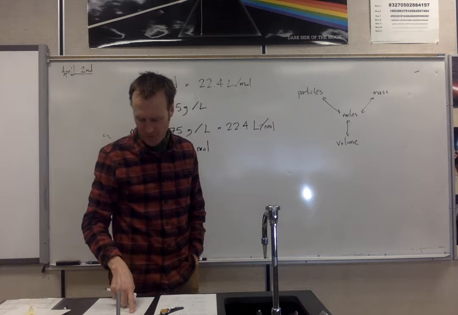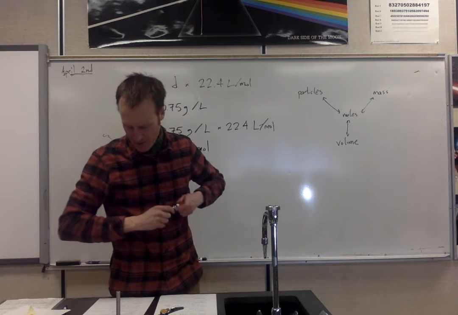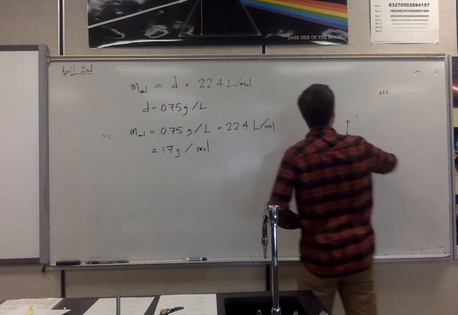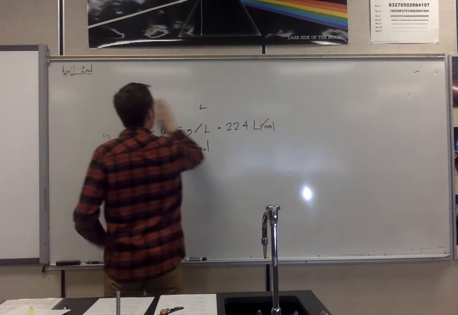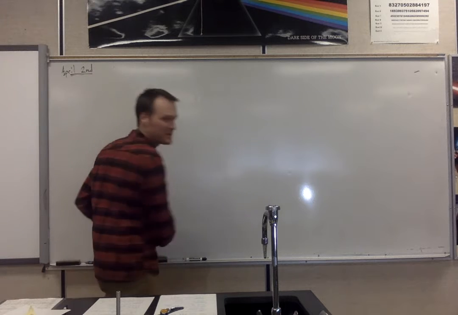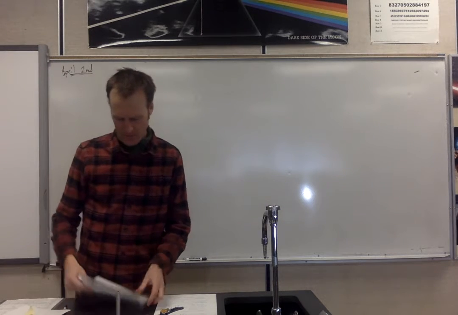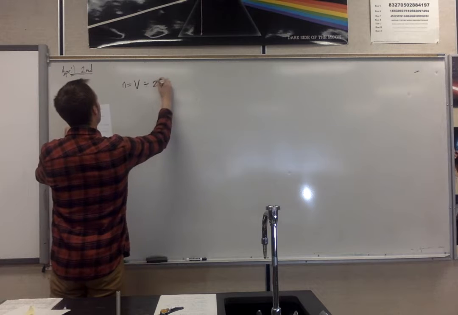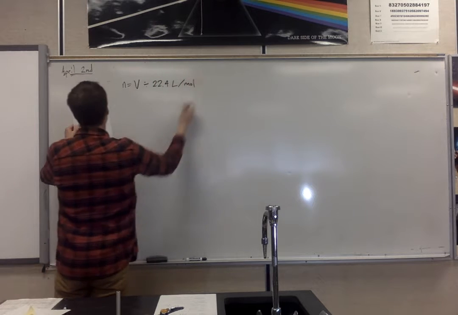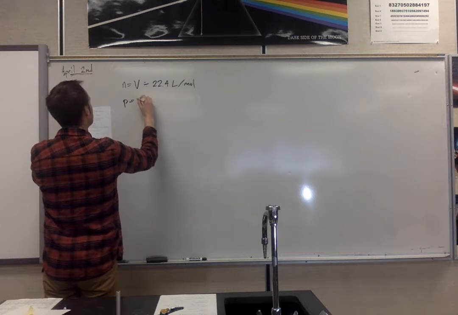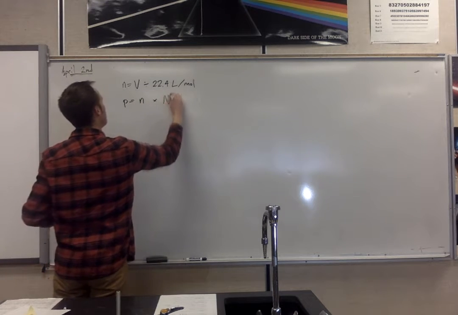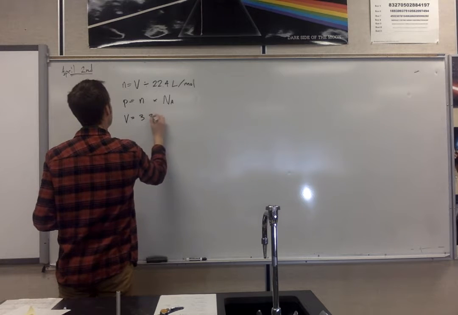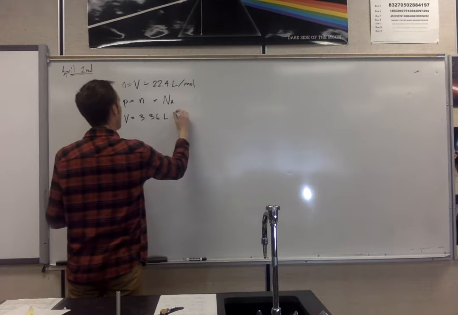Looking at question 18, we were asked how many oxygen molecules are in 3.36 liters of oxygen gas. Molar mass here doesn't matter. What does matter is this. We have this equation: n equals V divided by 22.4 liters per mole. P for particles equals n for moles times this thing right here, big N sub A, Avogadro's number. We now say what we know. V equals 3.36 liters of oxygen.